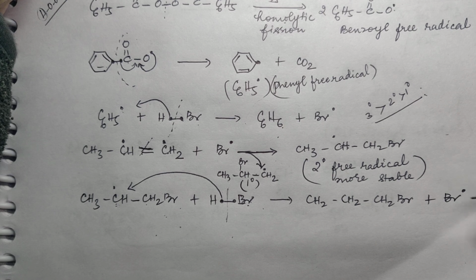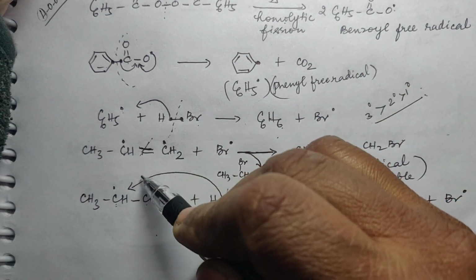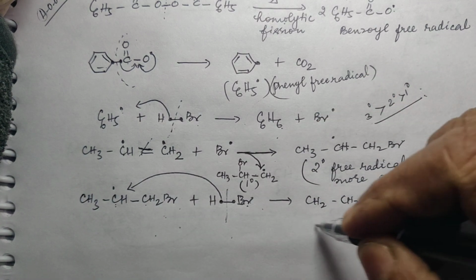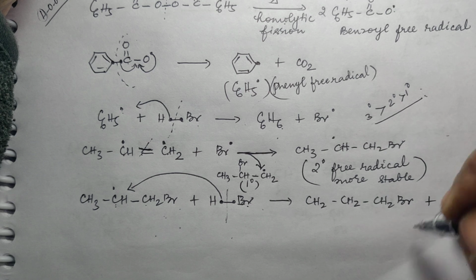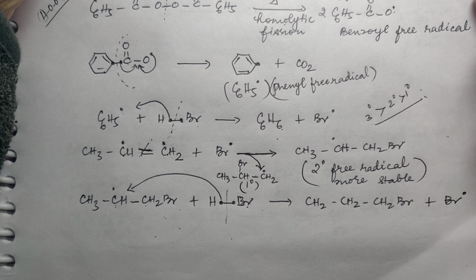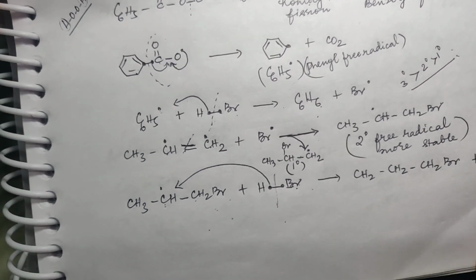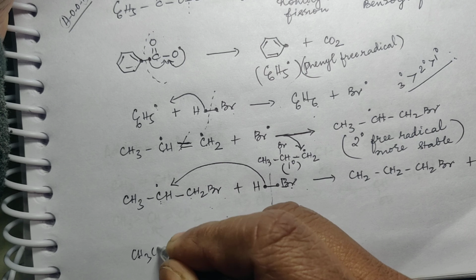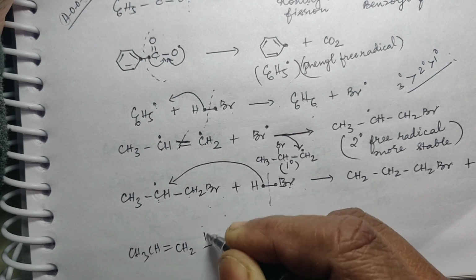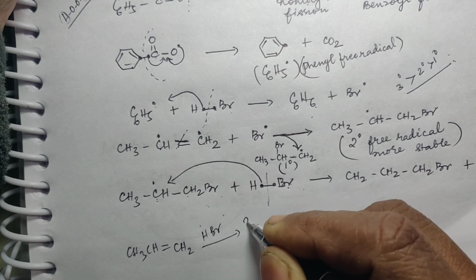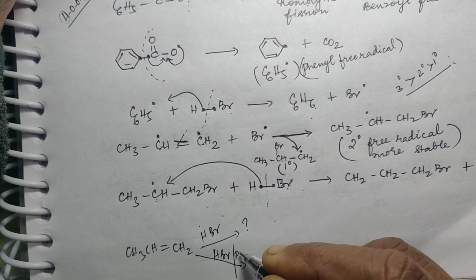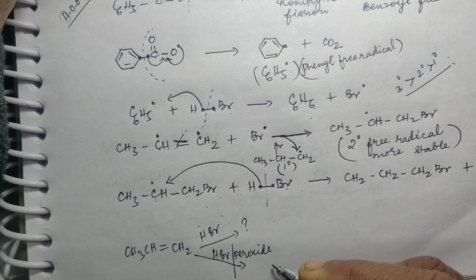Now this Br dot will again hit another propene molecule in the medium, and the same process will continue. So what is the product formed? You are getting 1-bromopropane as the product. Is that clear? You are getting 1-bromopropane as the product. Now suppose you have CH3, CH, double bond CH2, and you are asked what the reaction is with HBr, what product will be formed here, and the same if it is HBr in the presence of peroxide, then what is the product?